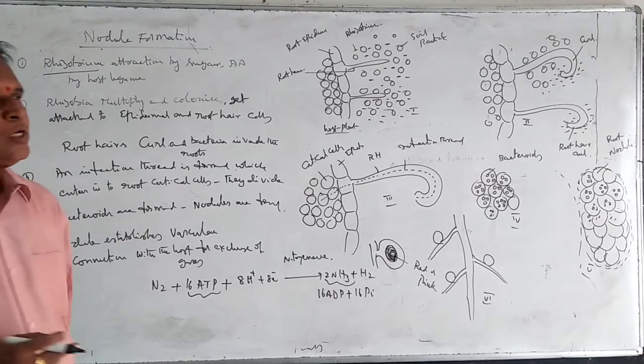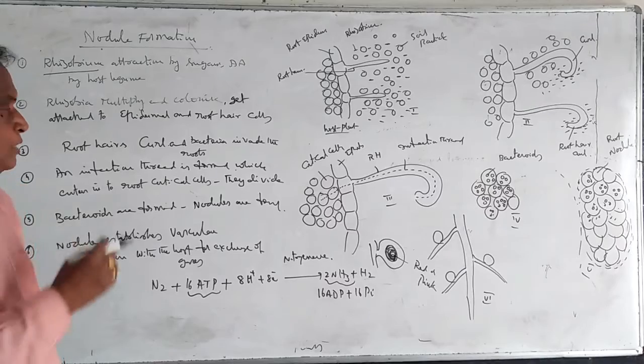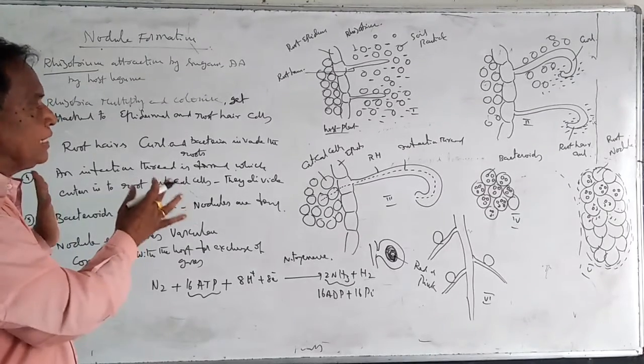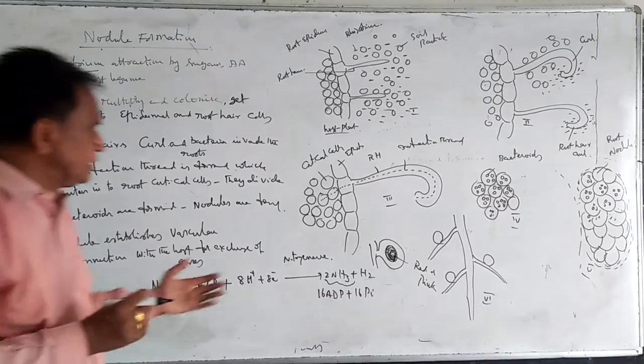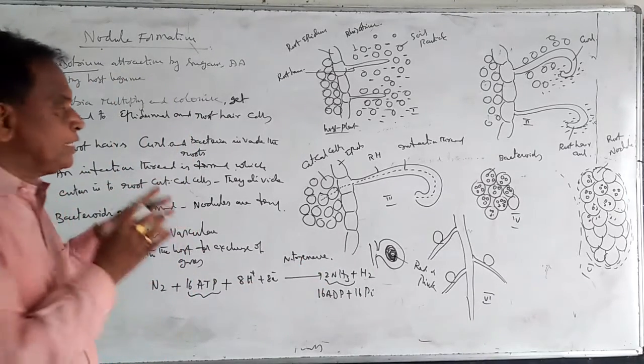This is how root nodules are produced, and these root nodules are the sites for the formation of ammonia. Immediately after nitrogen fixation is over, we can see the formation of ammonia. And then what is the fate of this ammonia?